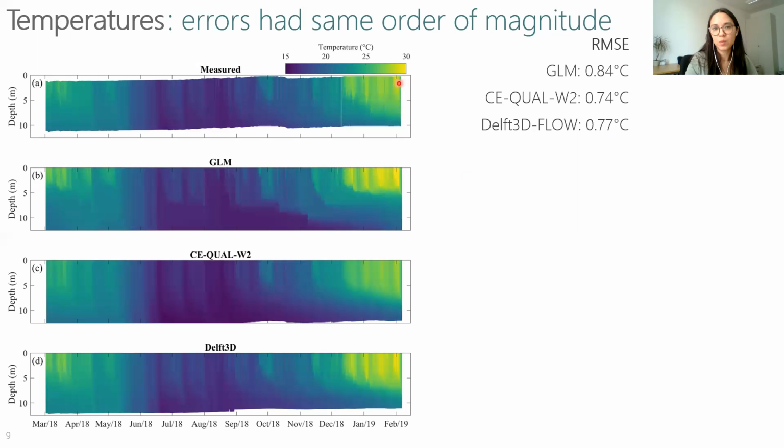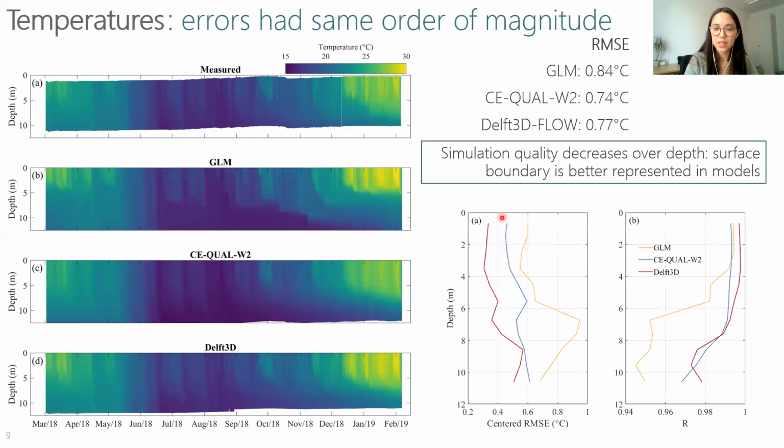If you look at the errors for each layer, here we have the error over depth and the correlation coefficient over depth. We can see that the quality of the simulation is lost over depth. So the surface is the boundary that is better represented for temperatures. And we can see here that Delft was better, although the error was close, and also that GLM lost the correlation over the depth.